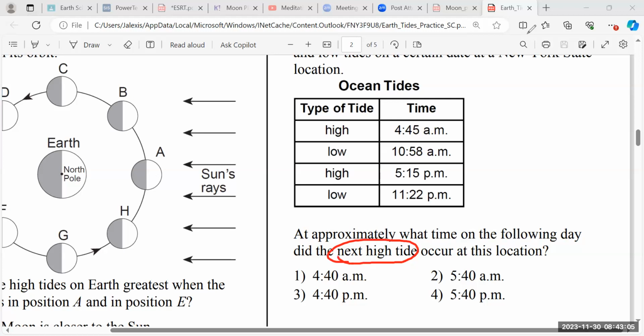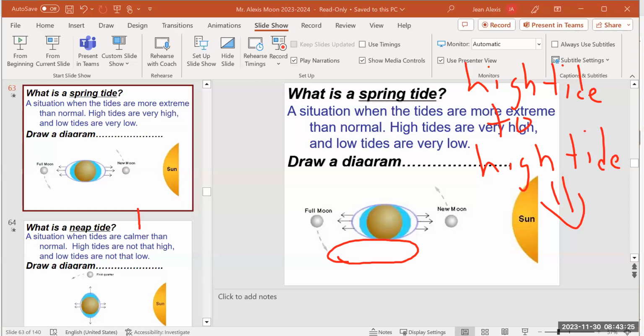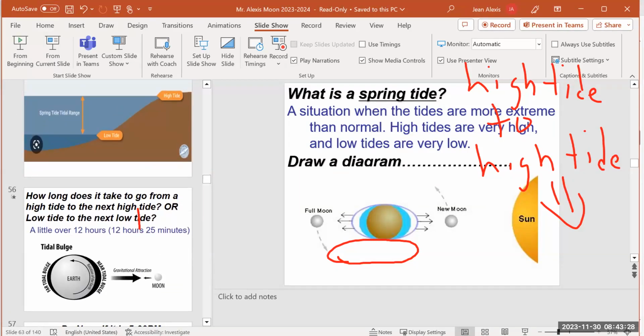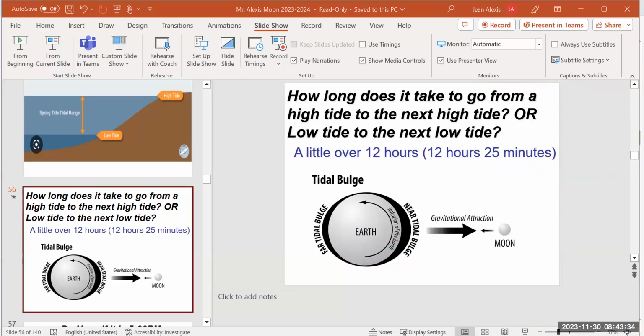Okay. Well, we know to go from a high tide to another high tide, how long does it take, everybody? Let's take a look at our notes. If we go to our notes, right here, all right, let me just clear this out of the way. It says it right here. To go from a high tide to the next high tide, it takes 12 hours and 25 minutes, about that, all right? It takes 12 hours and 25 minutes.